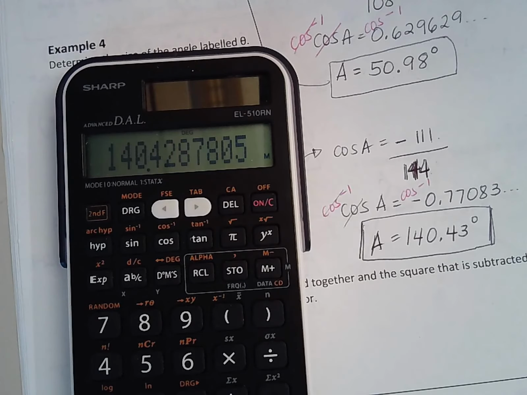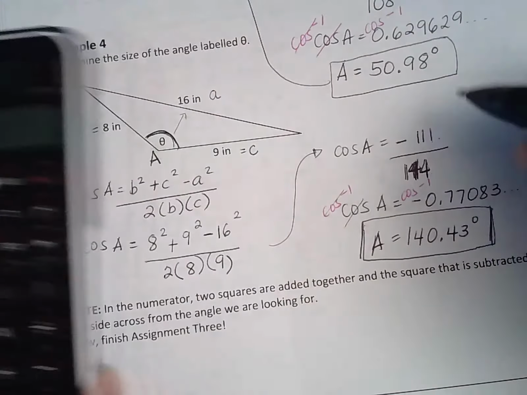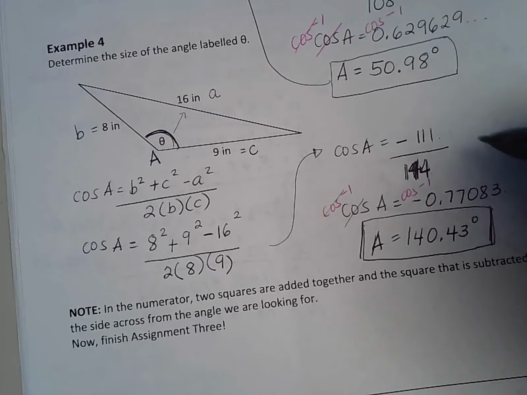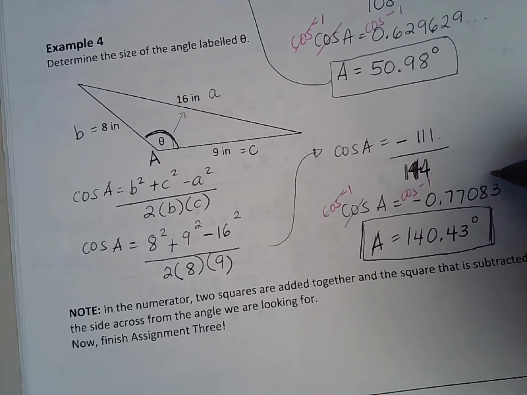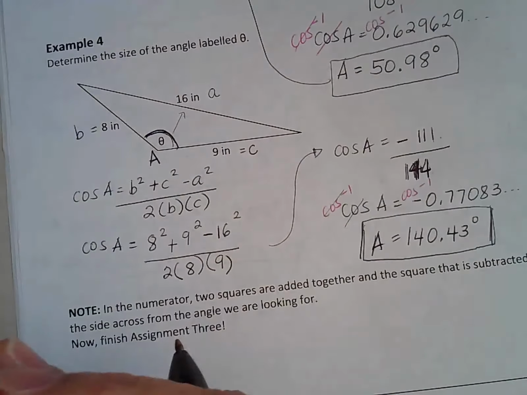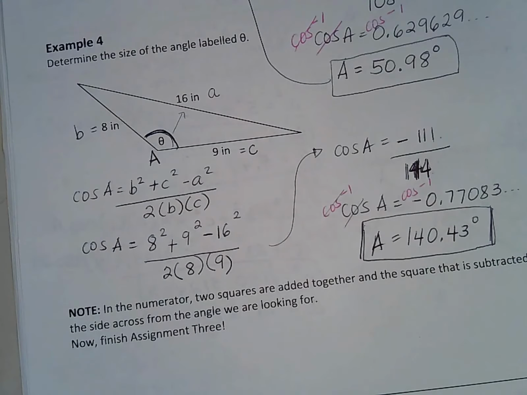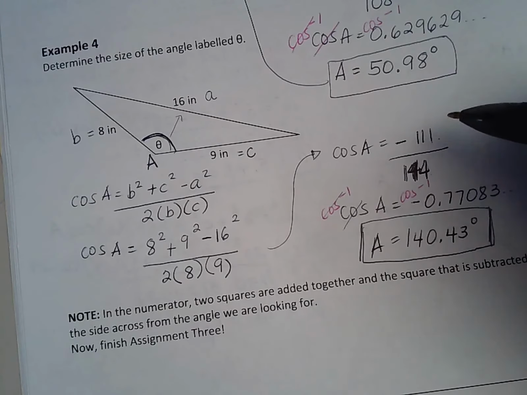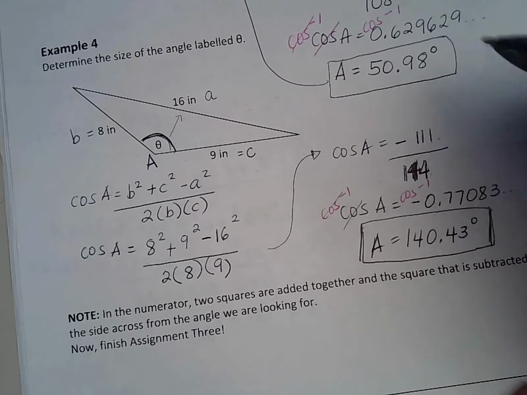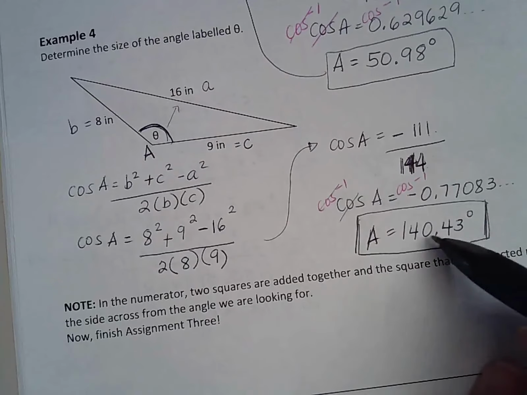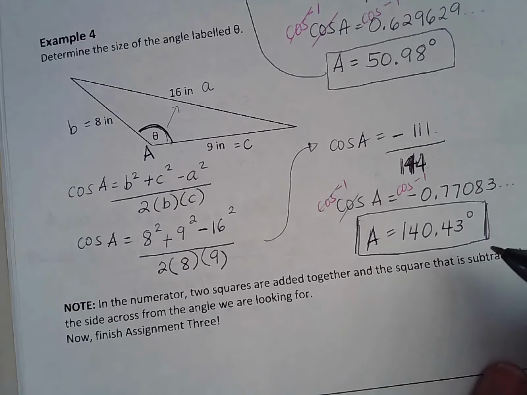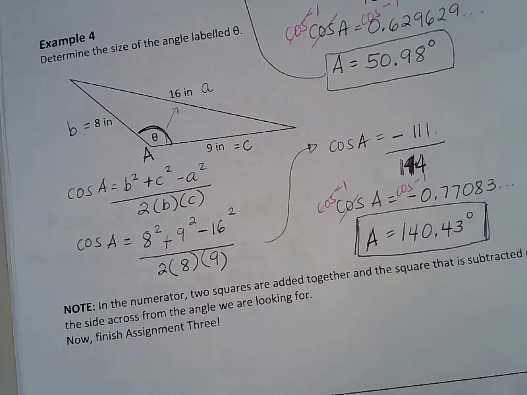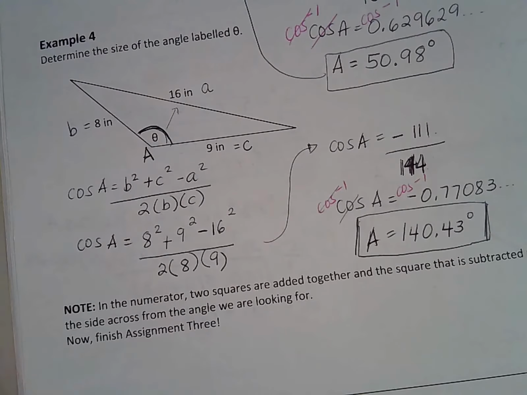Okay, so I'm just going to tell you that when you end up with a negative number for cosine law, it means that the angle is going to be over 90 degrees. And then you look at this number, yeah, it's over 90 degrees, 140.